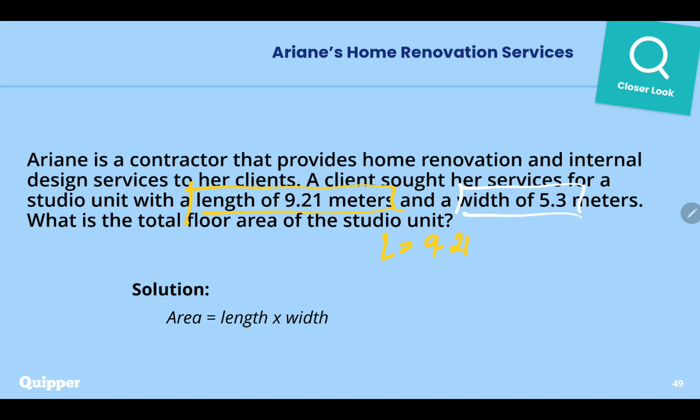Next, our width of a studio unit is equal to 5.3 meters. And we are asked to find the total floor area of a studio unit. That's why we are going to use the formula for the area of a rectangle, which is length times width. Okay. So, given the length 9.21, and the width is 5.3, so just get the product and that will give you the area of the studio unit.